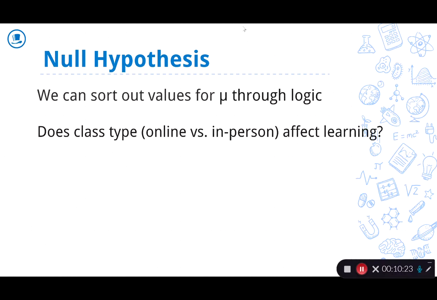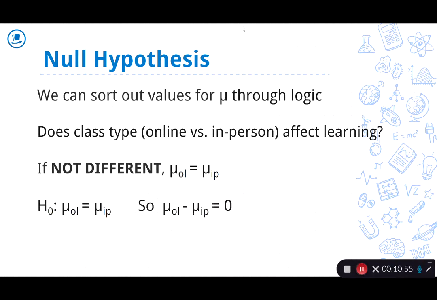So logically, if we assume there's no difference, then the population mean for online equals the population mean for in person. And the logic of not different tells me that I can use an equal sign. No matter what the values are, if they're equal, they're the same. That's how we can do this test, through the idea of not different. So the null hypothesis for an independent samples test is going to look like this.